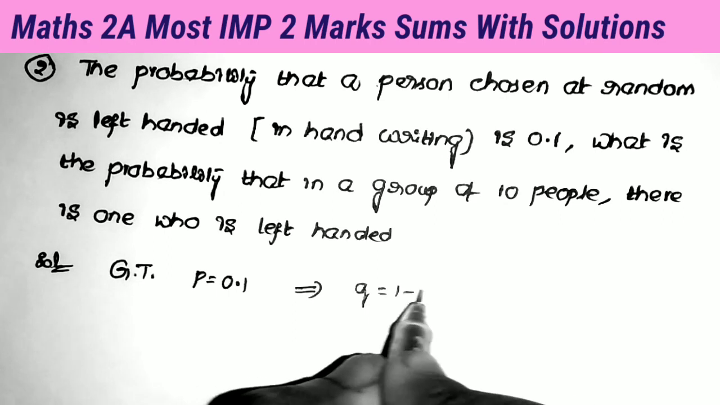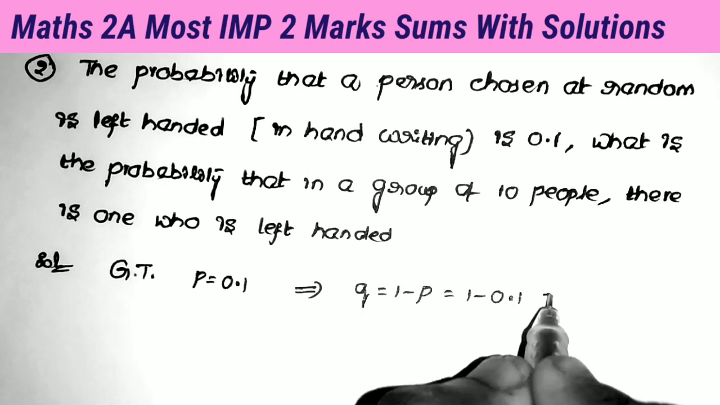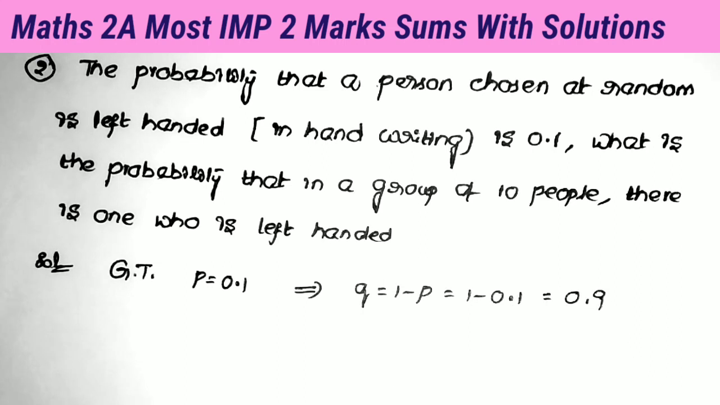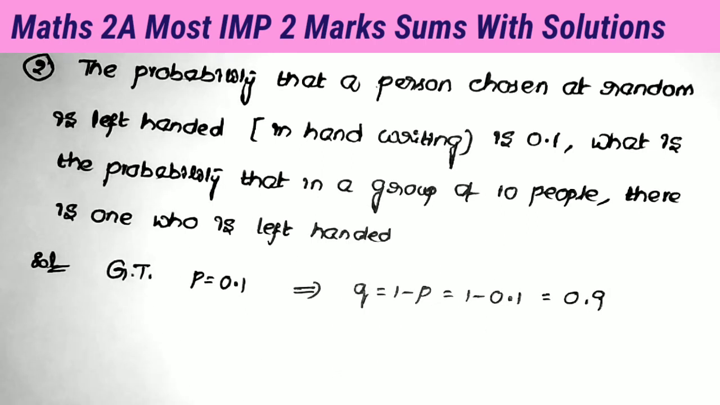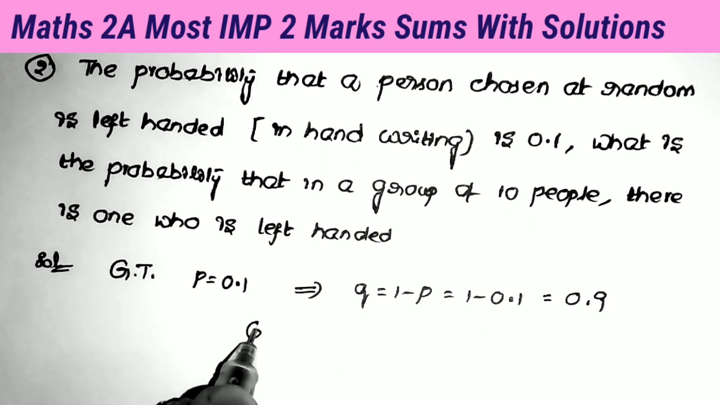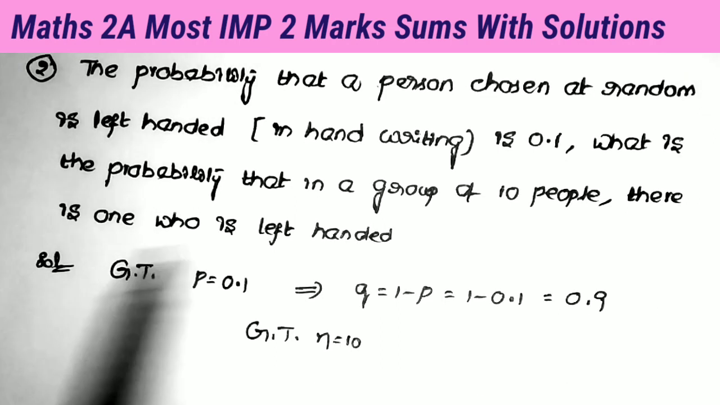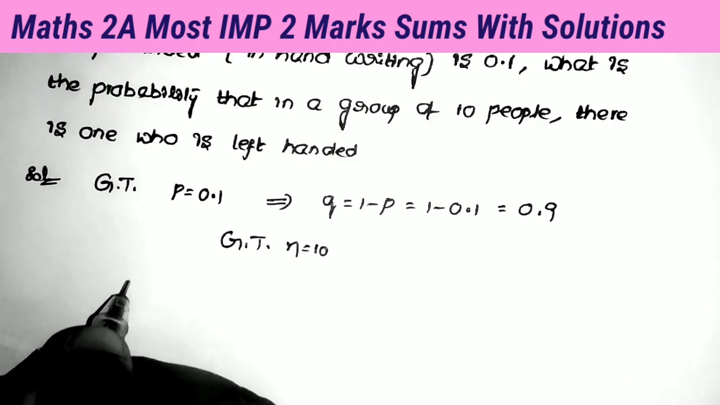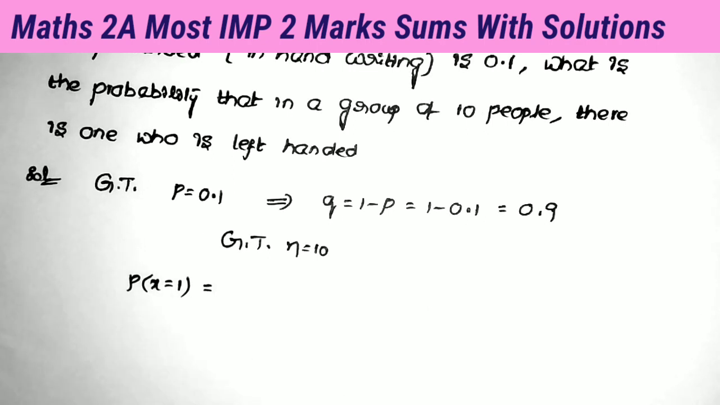Then what is the Q value? Q is 1 minus P, which means 1 minus 0.1, that is equal to 0.9. What is the given question? What is the probability that in a group of 10 people, that is, N is equal to 10, there is one who is left-handed? That means we want the value of P of x is equal to 1.